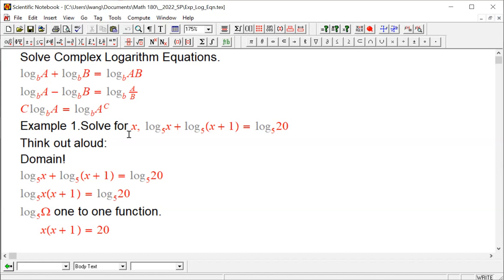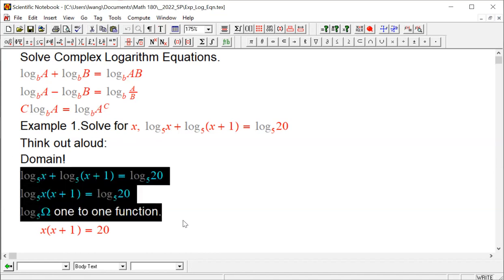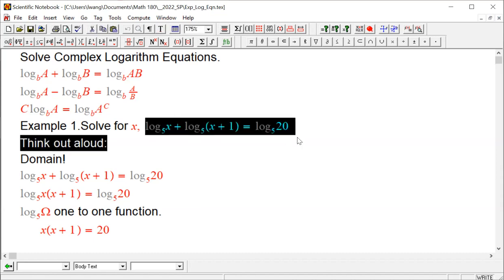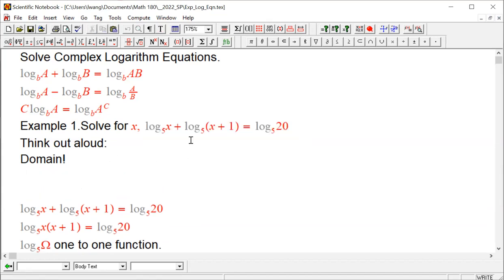Okay, I put an exclamation mark here. Domain. Before we work out these steps, we need to guarantee that x is going to be in the domain. In this case, the domain consideration has to be for all of the functions and expressions involved. We not only need to guarantee that this expression is meaningful, we also need to guarantee this other expression is meaningful.